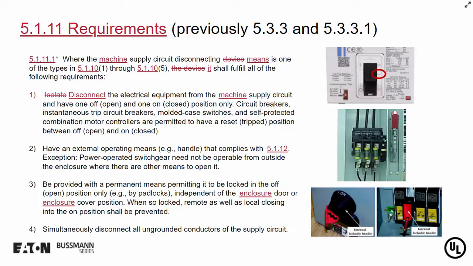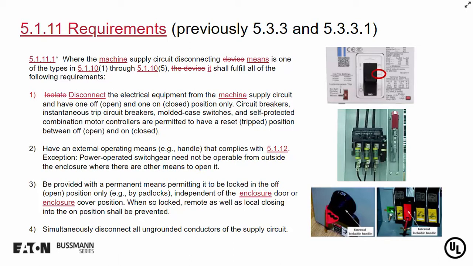Okay. If you look at option number 3, it says be provided with a permanent means permitting it to be locked in the off or open position by padlocks, for instance, and it must be independent of the enclosure door or enclosure cover position. If I have the flange handle that's shown in the middle picture here, that requirement to be operable with the enclosure door being open or closed, that's very easy. That complies with that requirement.